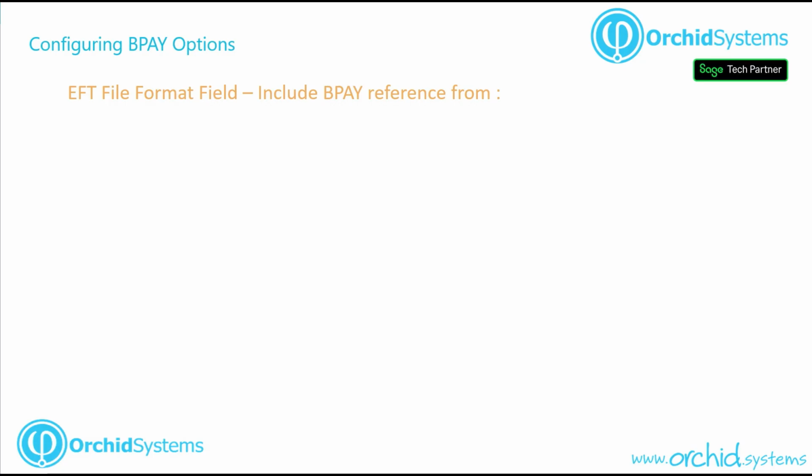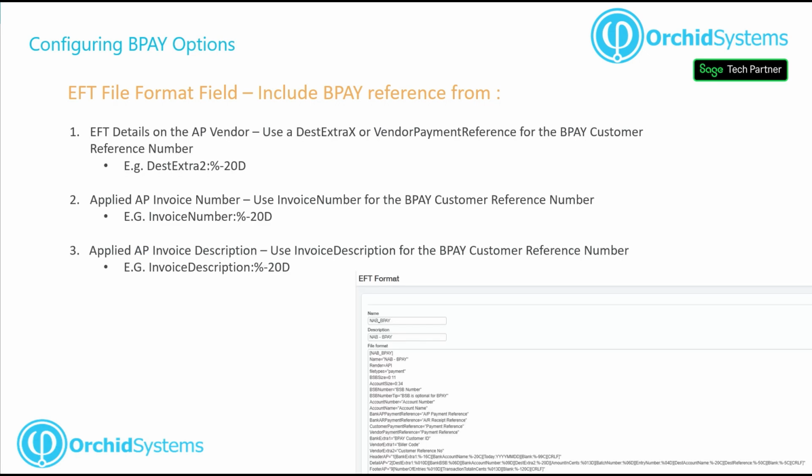You can use Orchid's EFT Processing to create BPAY files for your vendor payments. The EFT file format can include the BPAY reference from the EFT details on the AP vendor. In this example, we're using Dest Extra 2 and it's formatting it over 20 digits. But you could use any of the Dest Extra fields or the vendor payment reference for the BPAY customer reference number. Or you could use the AP invoice number for the invoice that's been applied to the payment. Or you could use the AP invoice description from the invoice that is being applied to the payment.